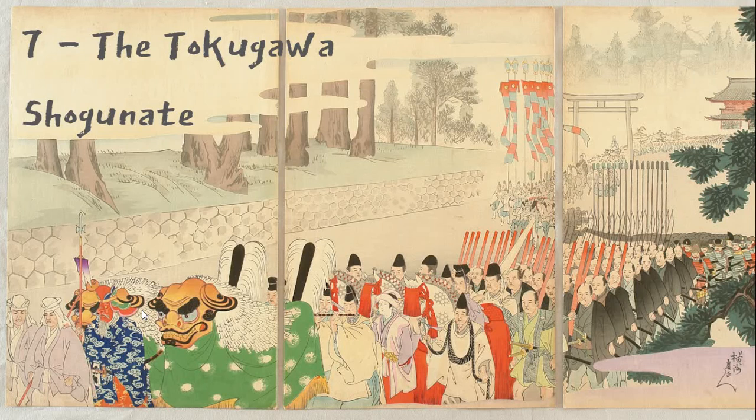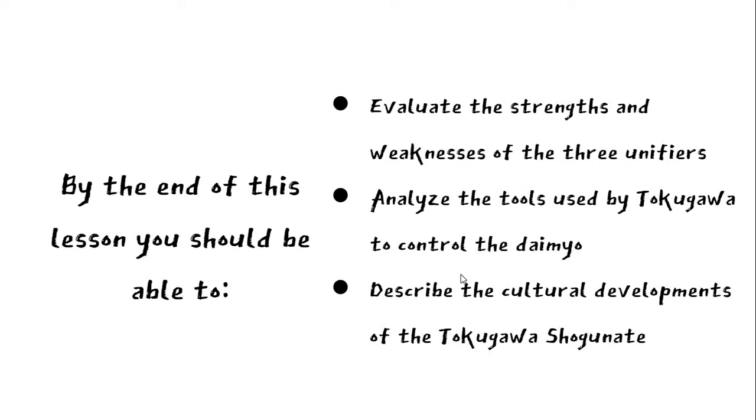Today we're going to continue our study of Japanese history by introducing the three great unifiers of the late Sengoku, and especially Tokugawa Ieyasu, the guy who created the Tokugawa Shogunate, the government that's going to rule Japan from approximately 1600 all the way through to the mid-1850s. So, here are our objectives for today, and we'll dive into our story.